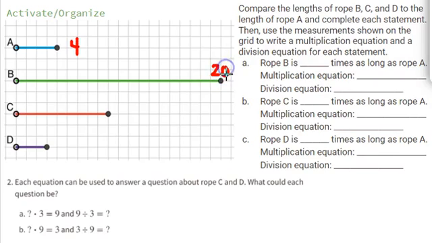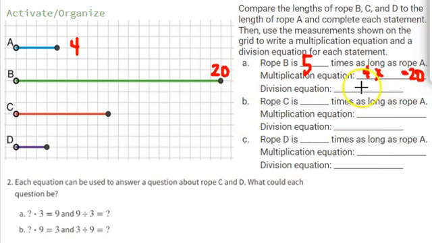Total of 20. So A is not 4 times. 4 times what gets us B? I'm sorry. Yeah, it's 5, isn't it? Because it's 5 times as long.